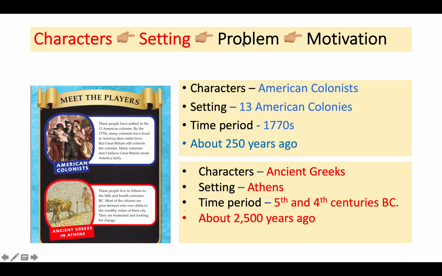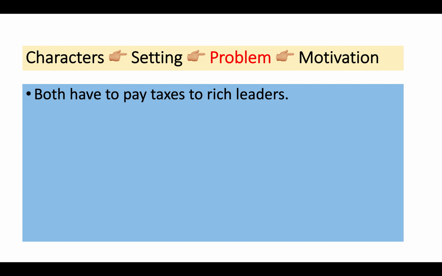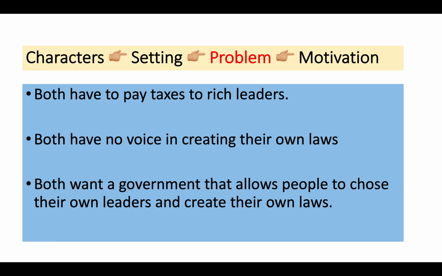Now let's go to the problem. The problem in the story was what we explored yesterday. We know that both sets of characters have to pay taxes to very rich and wealthy leaders, and we know that they don't like that. We know that both sets of characters don't have a voice in creating their own laws, and they want that desperately. And we also know that both sets of characters want a government that allows people to choose their own leaders and create their own laws. So this is really about a democracy. A democracy would offer all those things to these people.